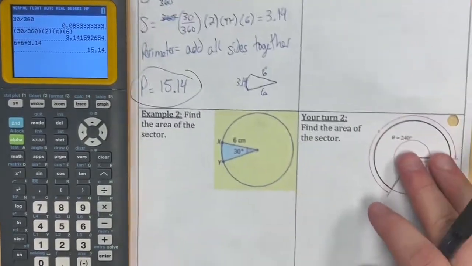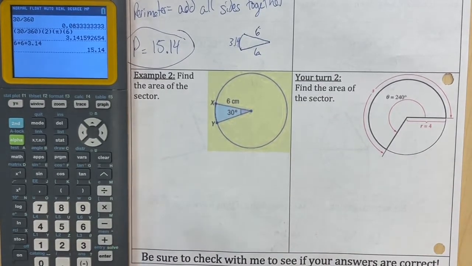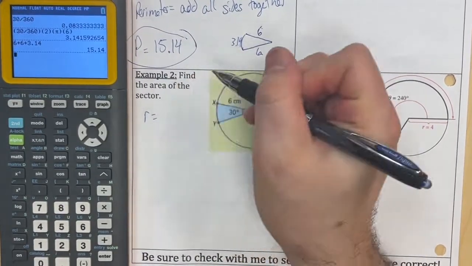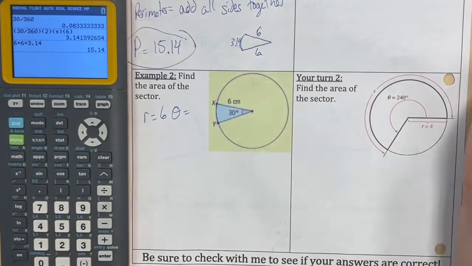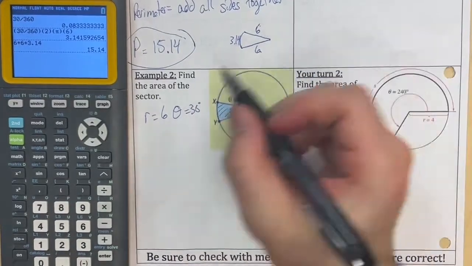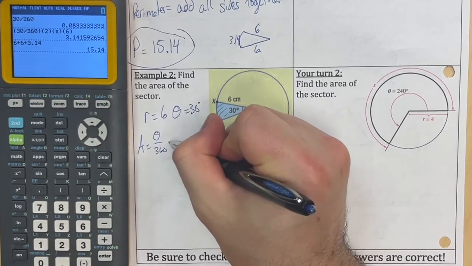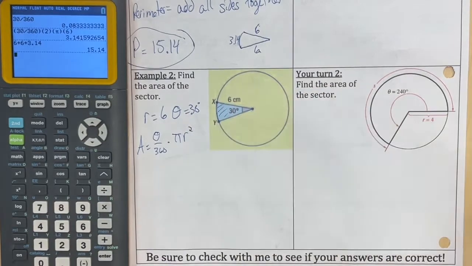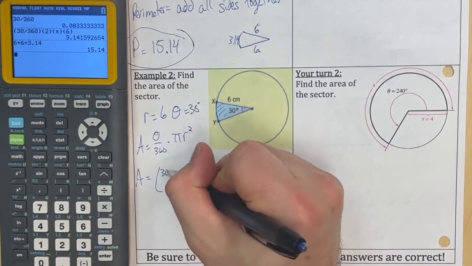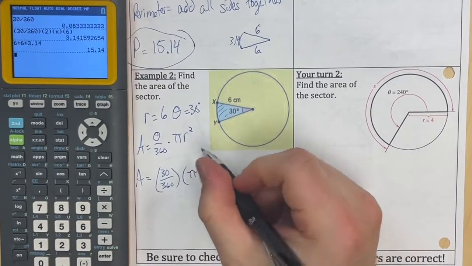All right, and the next one reads like this. It says find the area of the sector. Same picture. Our radius R is still 6, and our angle theta is 30 degrees. We're talking about this shaded amount. The area is equal to our angle theta divided by 360, times pi, times the radius squared. Make sure you plug in your values for your variables. So we have 30 over 360 times pi times the radius squared.